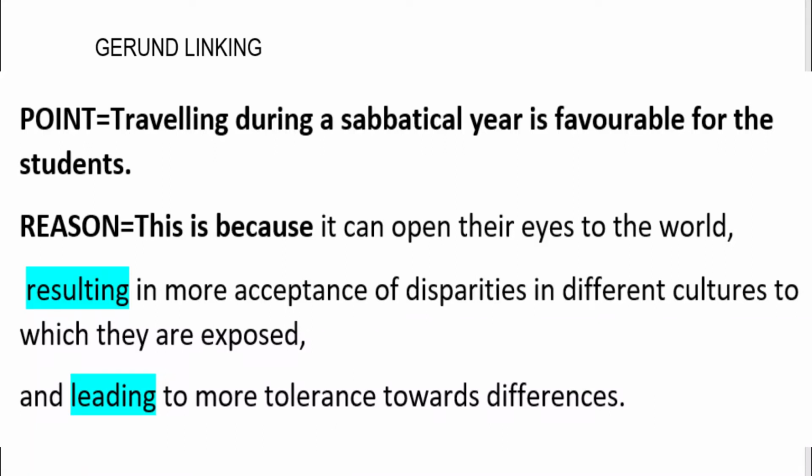Now let's go back to the previous gerund linking example, and we see that there are 2 results and both connected by gerund. We can remove one of those, which is a result of a result, and put which in turn there.